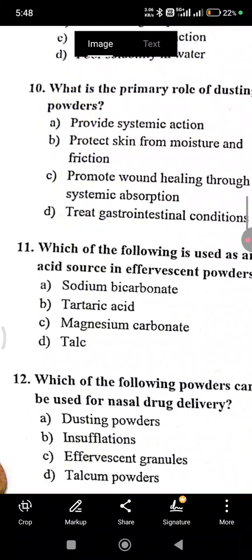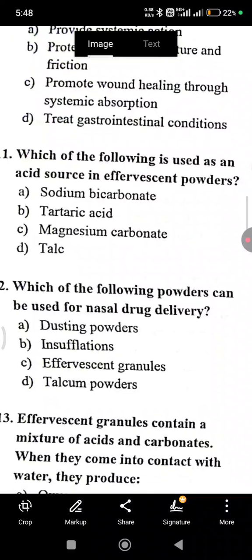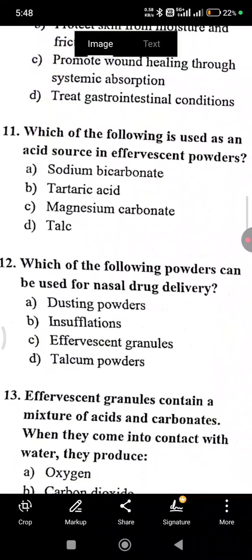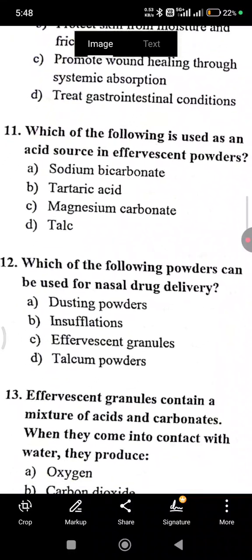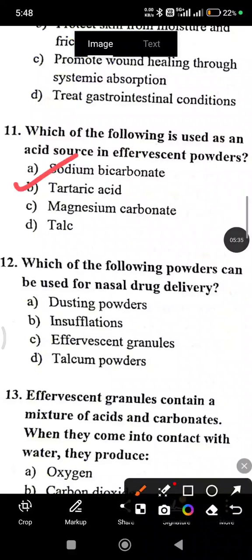Let's go to question number 11. Which of the following is used as an acid source in effervescent powders? The acid source in effervescent powders is tartaric acid.